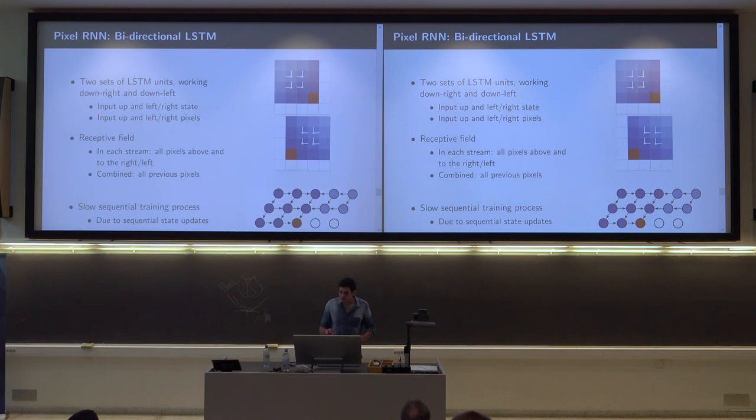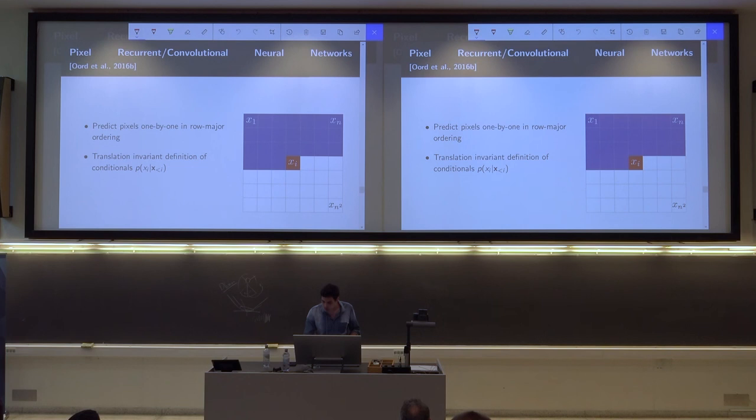Imagine that this is a filter of 7 by 7. I want to predict this pixel, and I have a filter of this size. So I have to mask all these pixels here. If I'm at the first layer, of course, I cannot look at this pixel to predict its value. I would be cheating. So I will also have to mask this pixel.